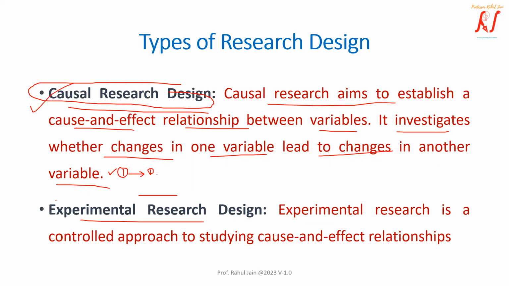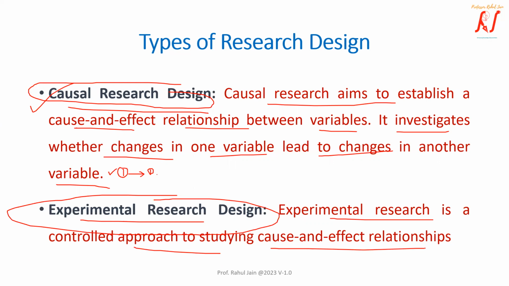And if we talk about experimental research design, experimental research is a controlled approach to study cause and effect relationships. Here also we manipulate the independent variables and observe the results on the dependent variables. These methods can be conducted via experimental research, lab research, or quasi-experimental methods, and with the help of that we can determine the relationship between the variables, right?